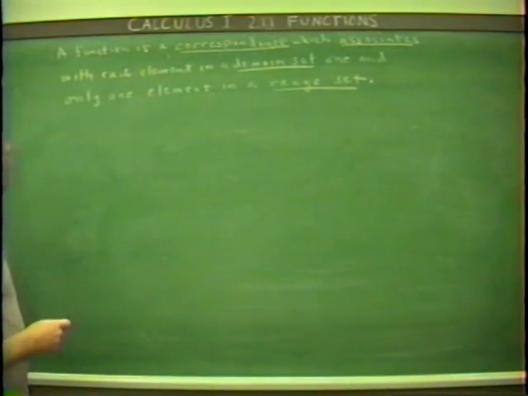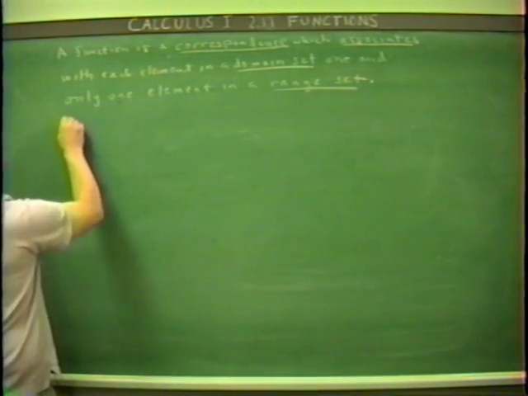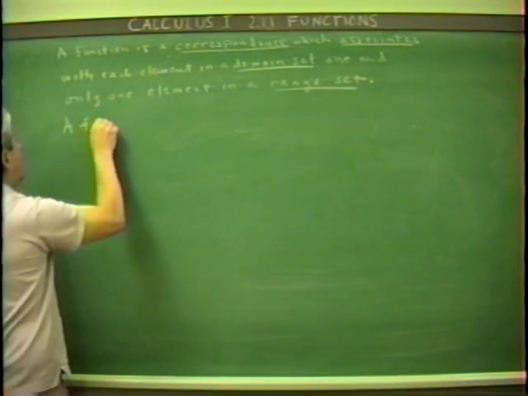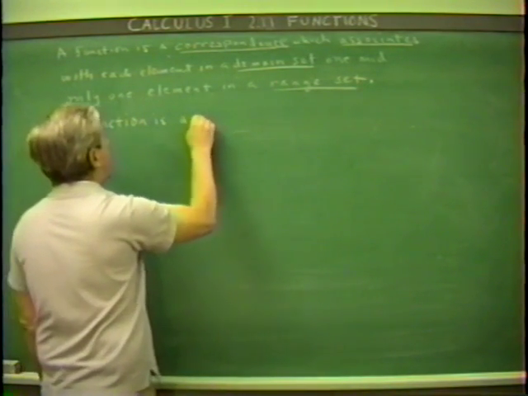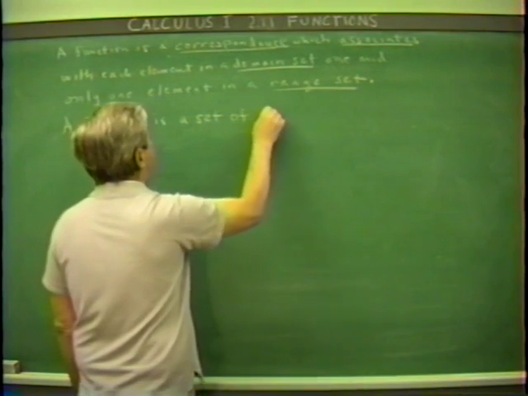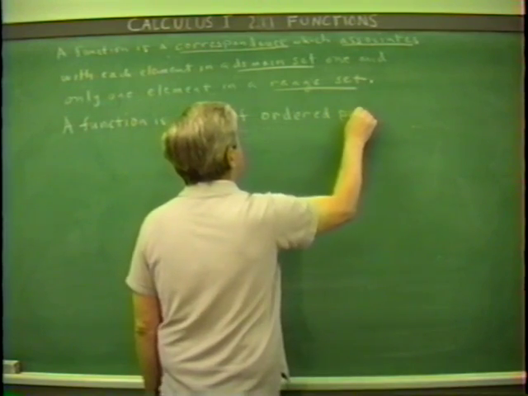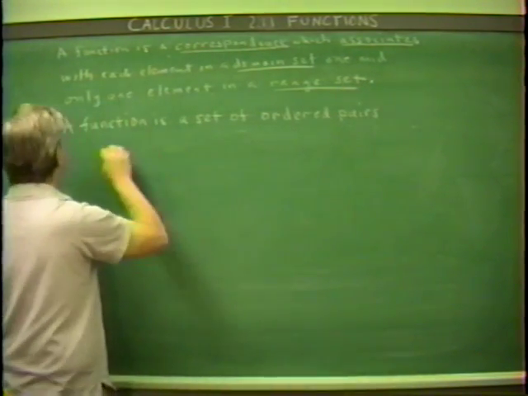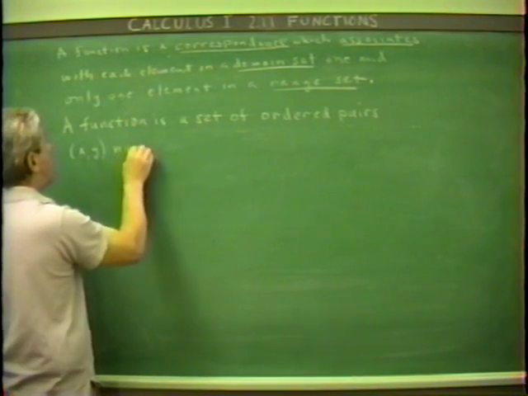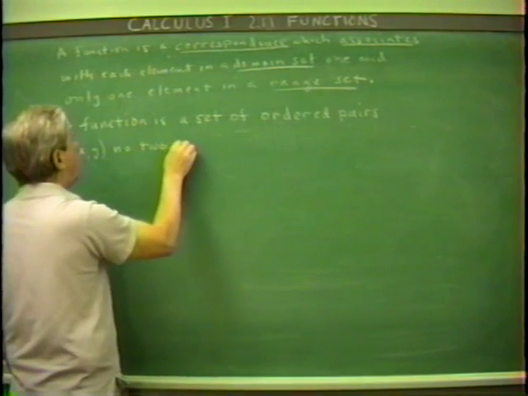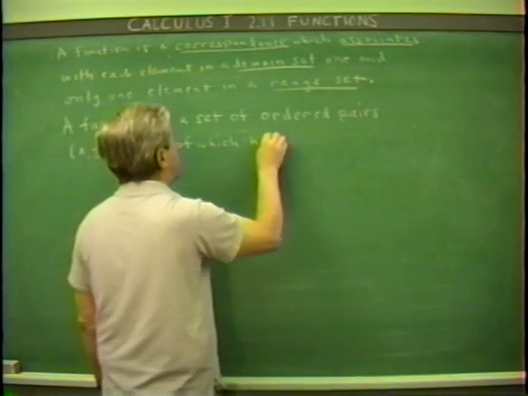Although the more modern approach is to consider the function to be a collection of pairs, so that a function is a set of ordered pairs xy, if you want, no two of which have the same first element.